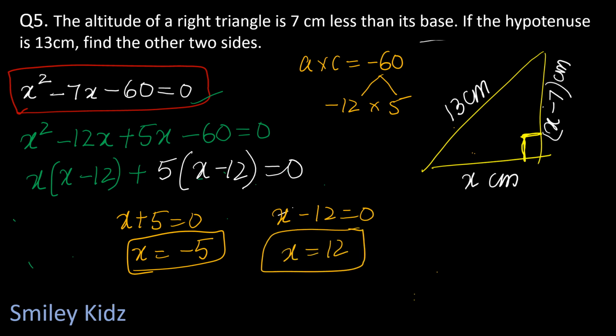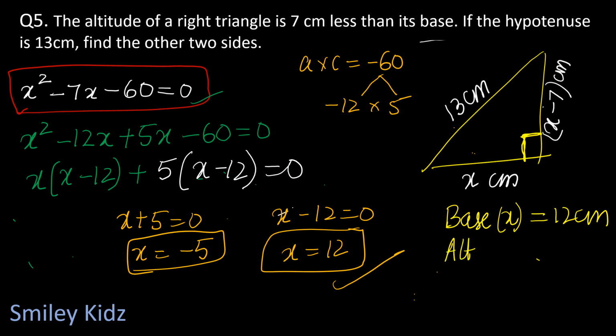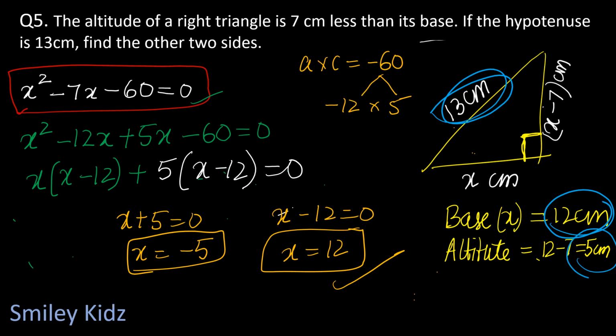Now which value should I choose? Well, I'll definitely choose the positive value because x is the base of the triangle, which cannot be negative, isn't it? So the base will be x, which is 12 centimeters. And what about the altitude? Altitude is x minus 7. So 12 minus 7, which is equal to what? 5 centimeters, isn't it? So the base is 12 centimeters, the hypotenuse is 13 centimeters, and the altitude is 5 centimeters respectively.